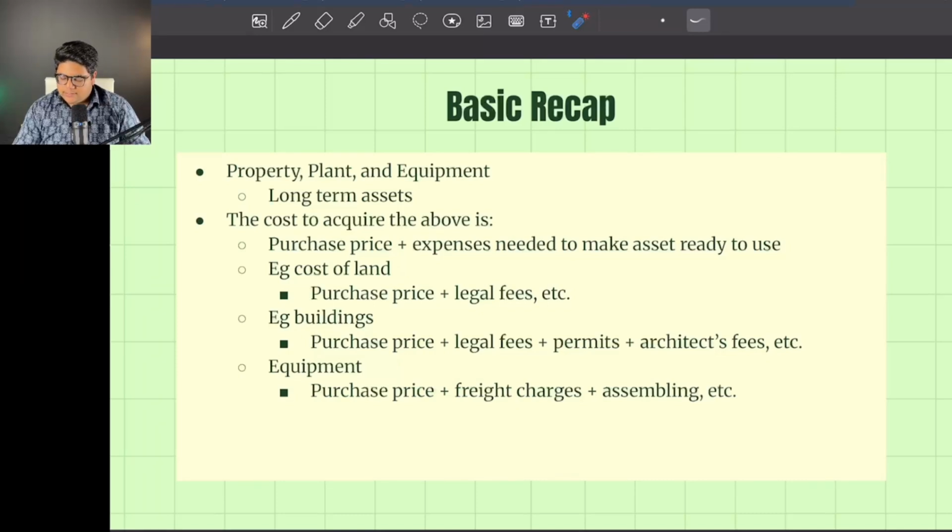For example, in terms of land, to actually use it and to actually legally own it, you have a bunch of legal fees, permits, whatever, right? The cost of the land is going to be the purchase price plus all of these legalities. For buildings, it's going to be the purchase price plus legal fees plus permits, architect's fees, whatever you might have. Same with equipment, it's going to be purchase price, freight charges, assembling, etc.